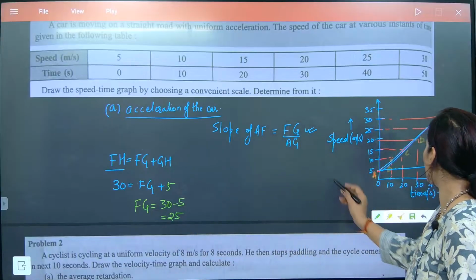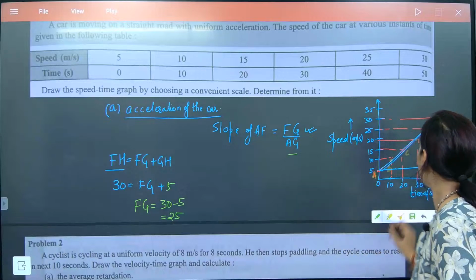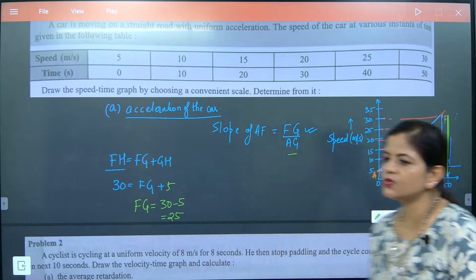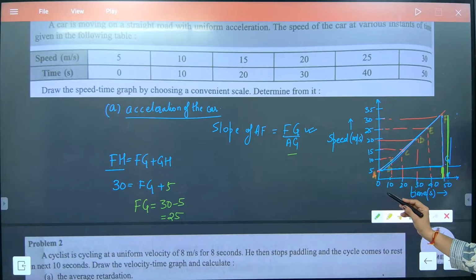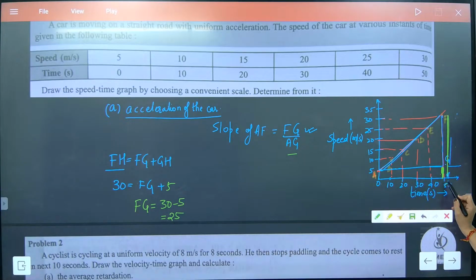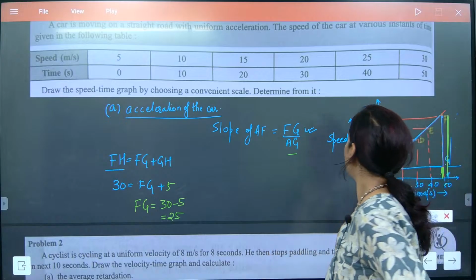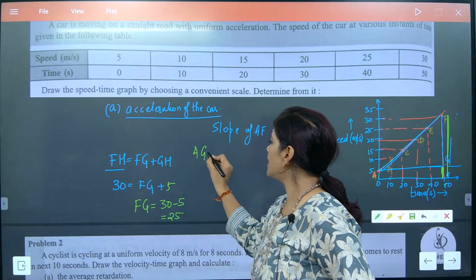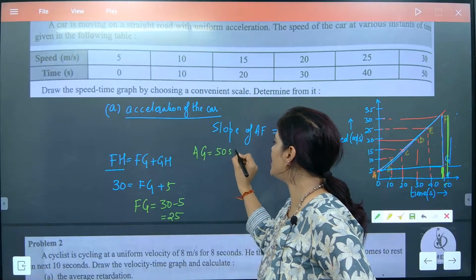Now we need to find AG. What is total AG? 50. Time starting, what is the starting time? 0. And what is the ending time? 50 seconds. So AG is 50 seconds. AG is equal to 50 seconds.